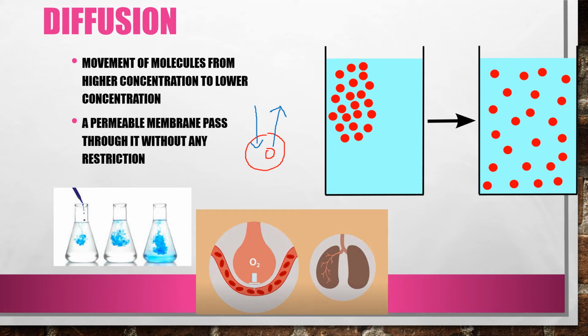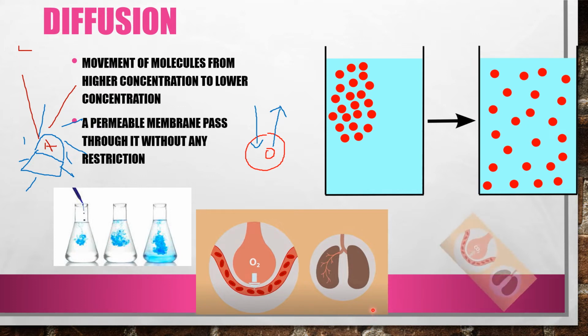Or otherwise, if you are keeping a cake in the room, so this is a cake. Imagine. This cake smell is spreading from this area like this, all over the room. The cake place we can call high concentration. It is spreading all over the place, that is the low concentration. So this is also one of the good examples of diffusion. I hope you can understand diffusion.